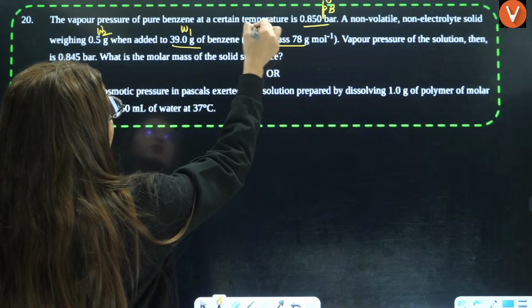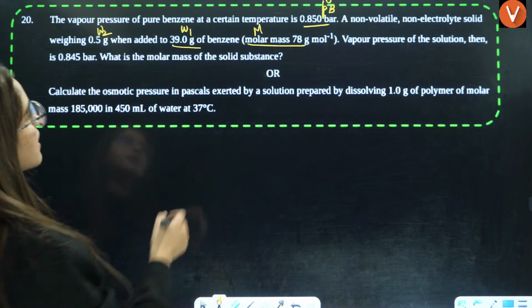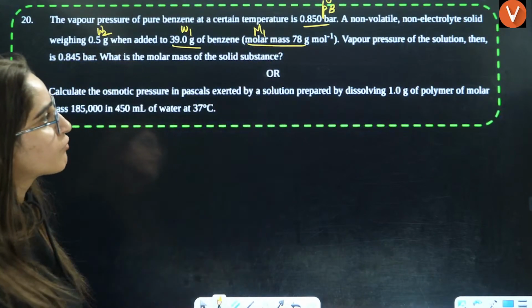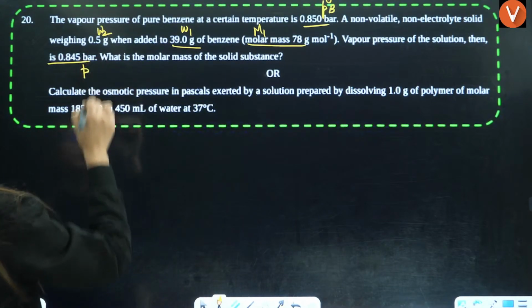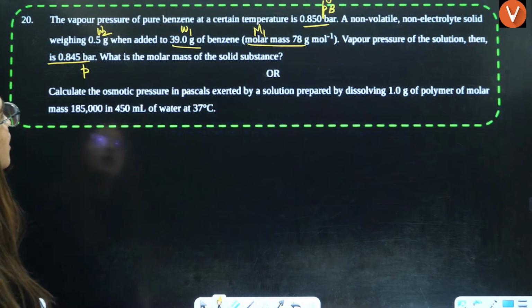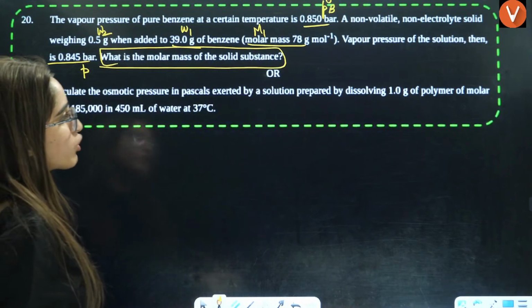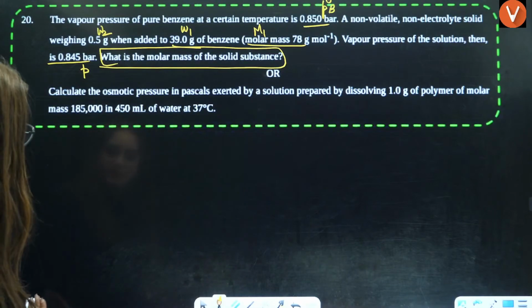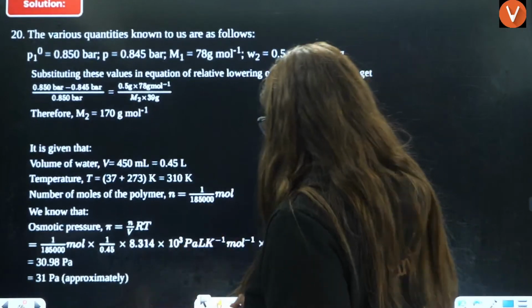This is M1 only. The vapor pressure of the solution then becomes this. That means this is P, the partial vapor pressure. What is the molar mass of the solid substance? So you just have to apply the relative lowering in vapor pressure here.